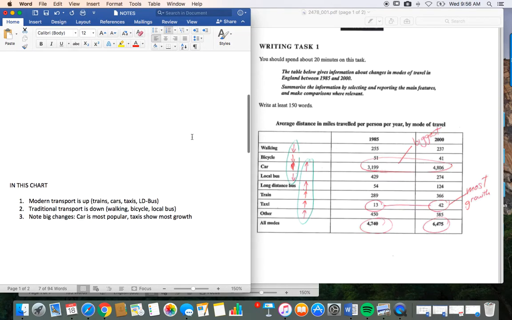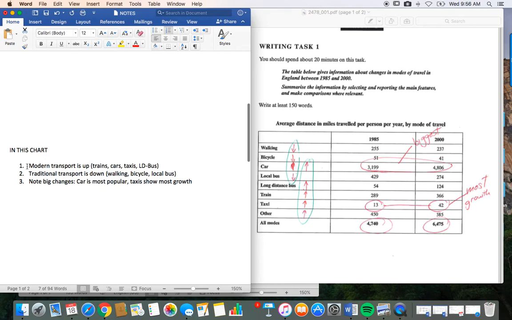All right, so I've noticed this here. Modern transport is up. And you might change that to say modern or long distance transport is up, traditional or short distance is down. So yes, trains, cars, taxis, long distance bus, traditional, walking, bicycle, local bus. And I've noted the big changes. Car is most popular in both times, but taxis show the most growth.